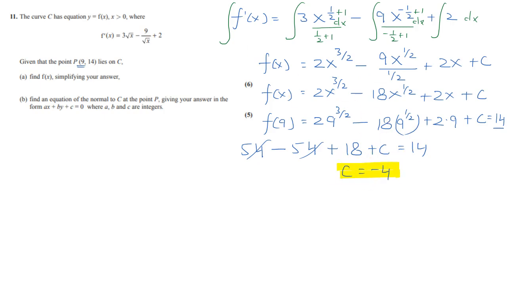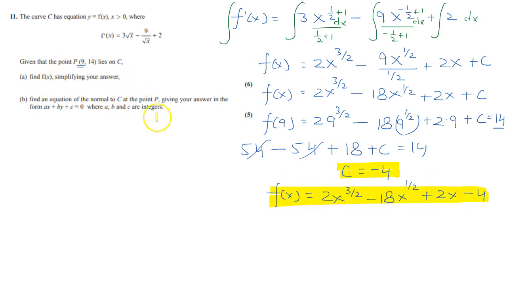So the equation fx will be, so fx is equal to 2 x to the power 3 over 2 minus 18 x to the power half plus 2x minus 4. So this is the answer of part 1. Part A, find fx, simplify your answer. So that is the most simplified answer.